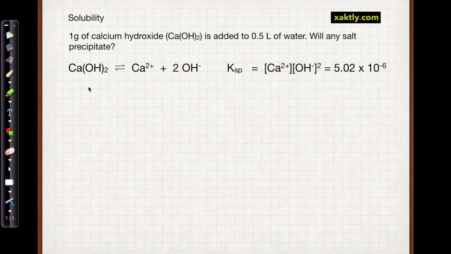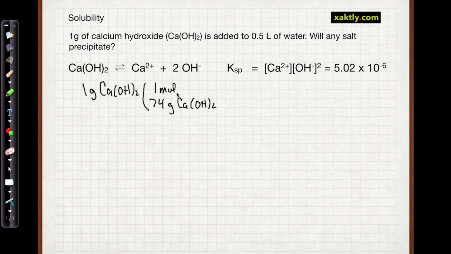So we'll start by calculating the number of moles of calcium hydroxide in a gram. And that's a pretty simple calculation. We just need the formula weight of calcium hydroxide, and that's 74 grams per mole. Now our units cancel, and the number of moles of calcium hydroxide is 0.0135.